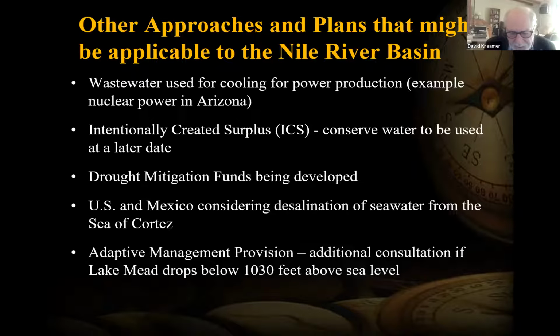And lastly, it's important to have adaptive management. In the agreement of 2019 for the Drought Contingency Plan, it was noted that if the drought intensifies faster than anybody thinks it will, and Lake Mead drops to a level of 1,030 feet above sea level, which is very, very low, it will immediately kick in additional consultation between the states and Mexico to try and solve that problem. So that's pretty much what we're doing in the Colorado River Basin.